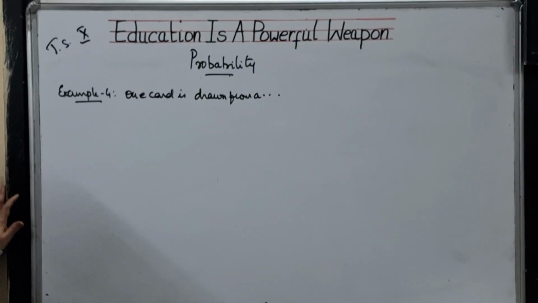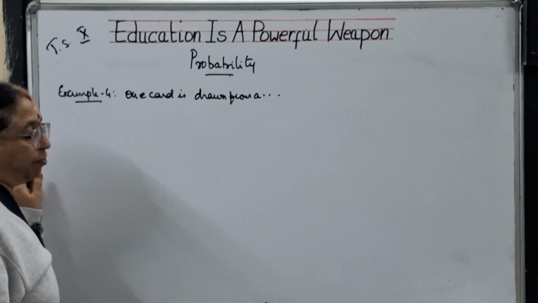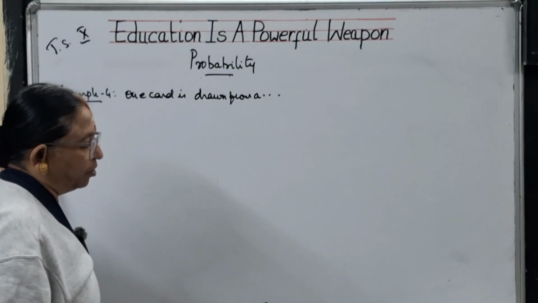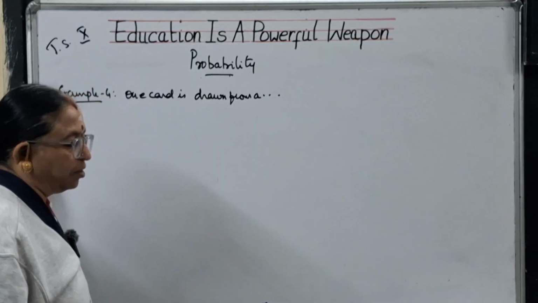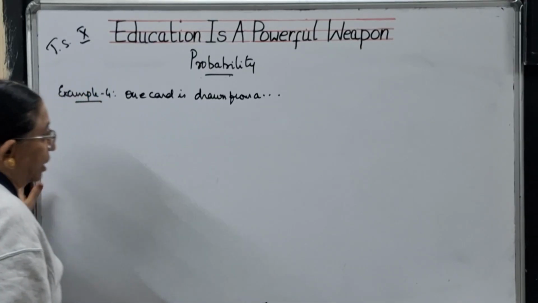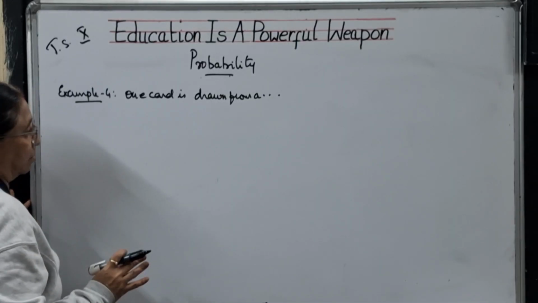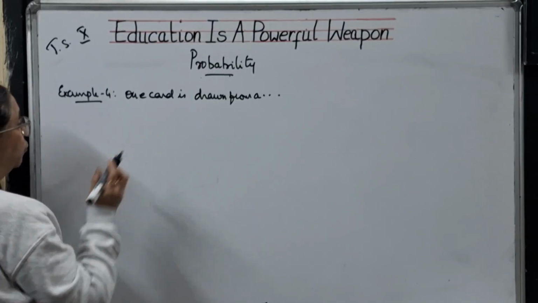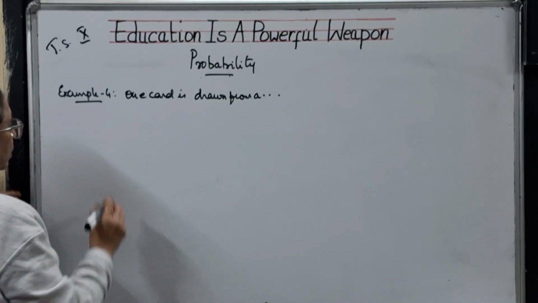Now, example 4, children. One card is drawn from a well-shuffled deck of 52 cards. Calculate the probability that the card will be an ace or not an ace. I hope you have all seen playing cards. Playing cards have 4 different shapes in 2 colors.